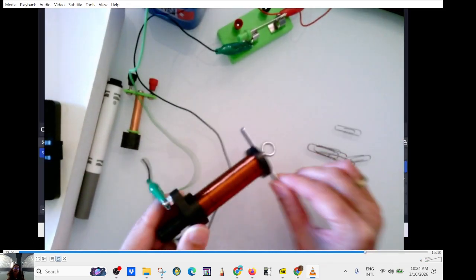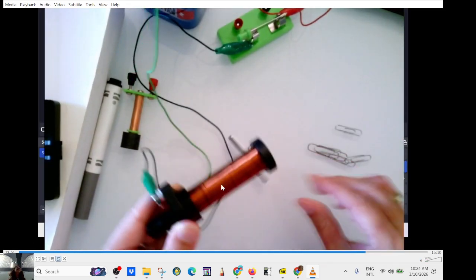With more loops, we're going to see that the magnetic field of the solenoid is proportional to the number of loops per unit length and the current. It's about uniform inside, constant. It depends on the density of loops, how many loops per unit length, and the current.